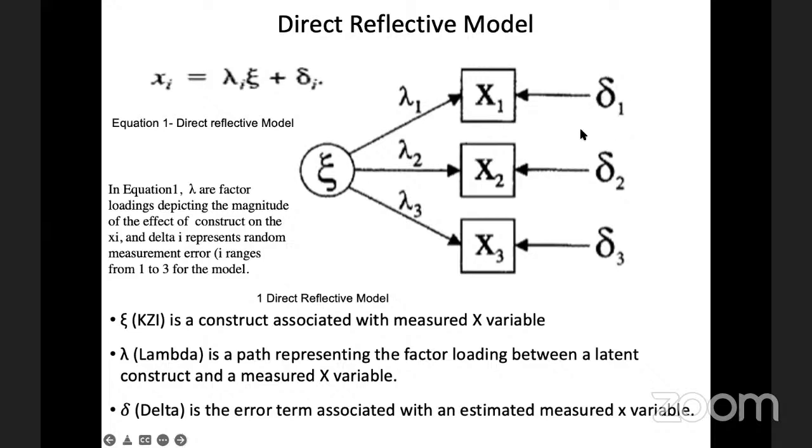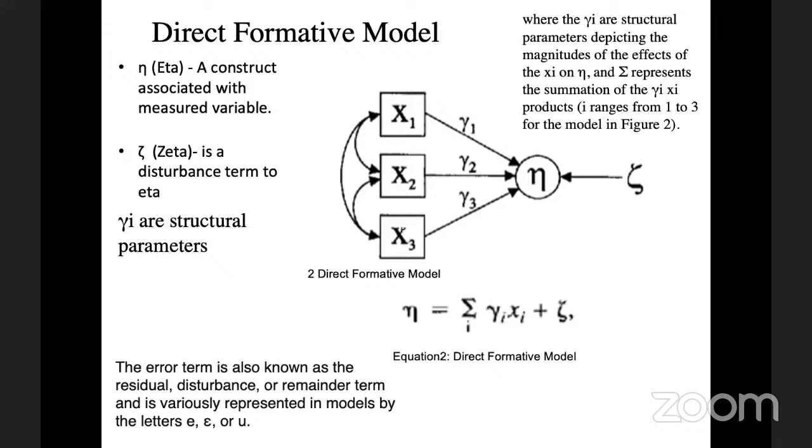And in the case of the formative model, we have this common error, which you can see is called zeta. So whenever we are having a formative model, we have common error here, and x1, x2 and x3 are related to each other.